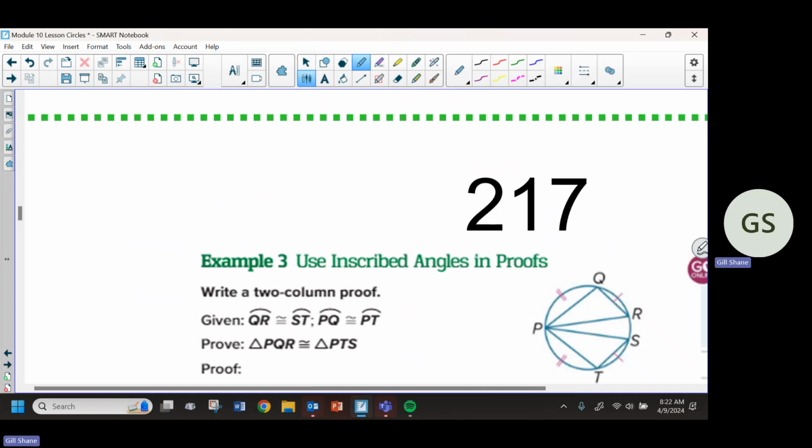If I know these two arcs are the same, and then I know these two arcs are the same, any guess what that's going to lead to? Anybody, first of all, before I call them, anybody have any idea? Why would they tell me two arcs are the same in a circle?